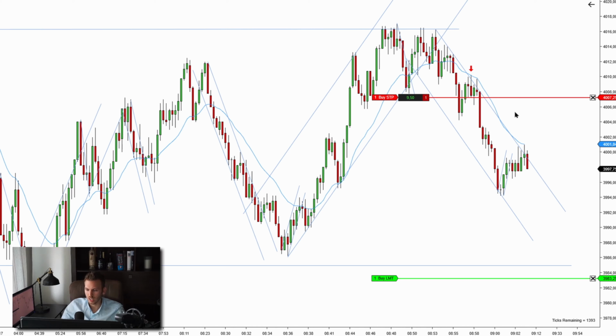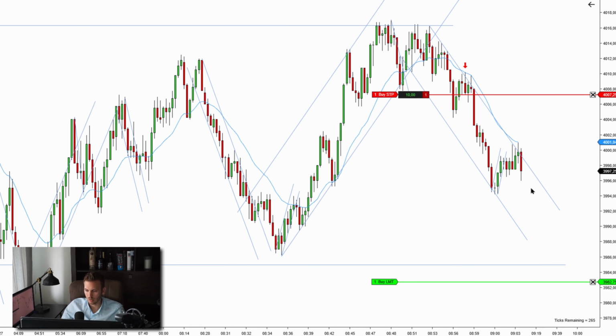And yesterday I managed to catch a decent runner. So I'm betting on probabilities that the market will go all the way down to here. And if we start getting lower and lower swings, then I will start trailing it all the way down to these lows.